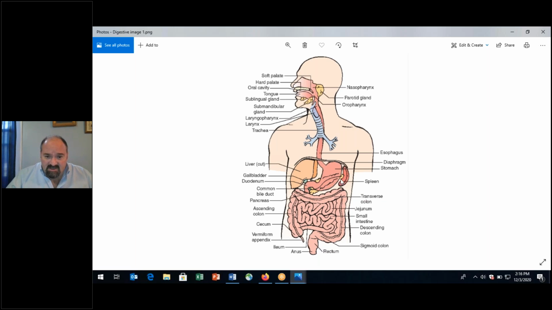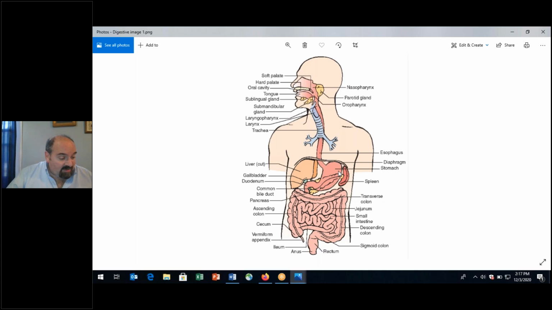The pancreas, you can see the pancreas right here. I'm going to show you a better image in just a moment. So here is the pancreas. It's posterior to the stomach. And then we have the spleen, adjacent to the pancreas and the stomach.